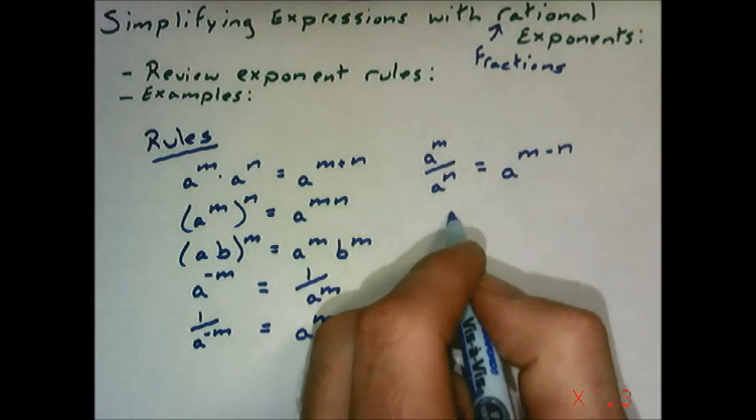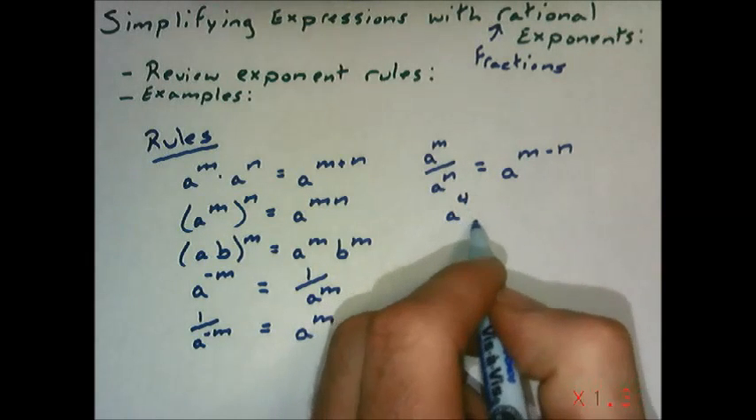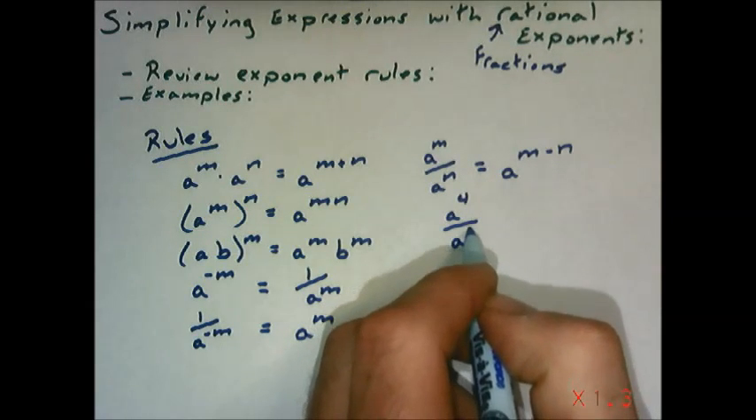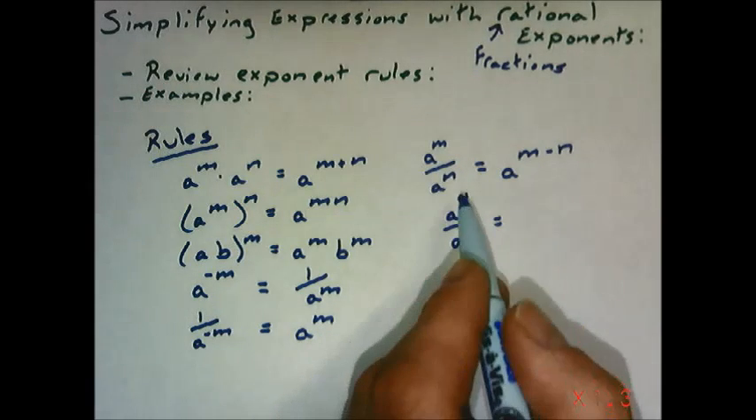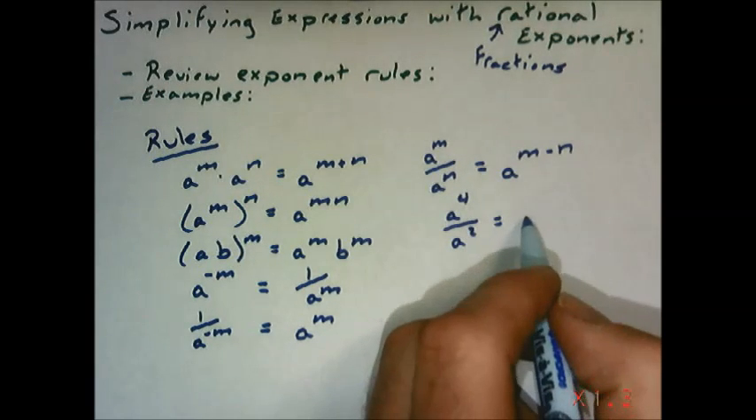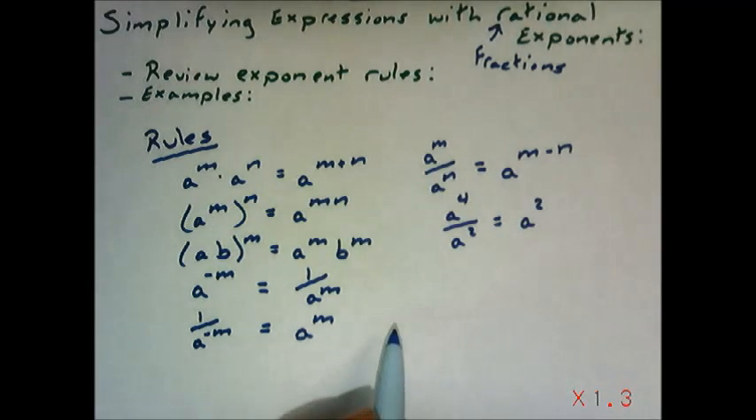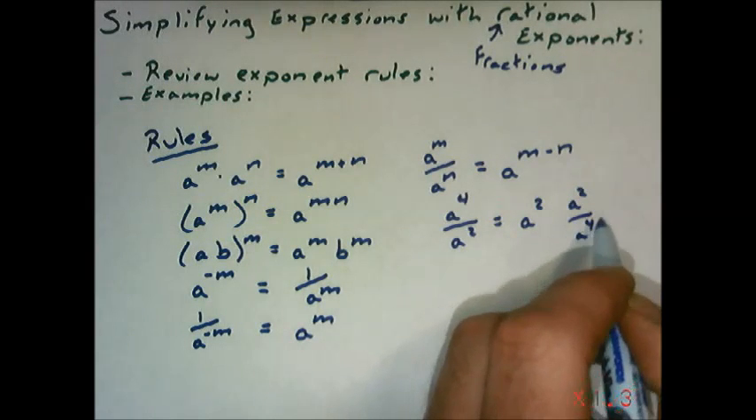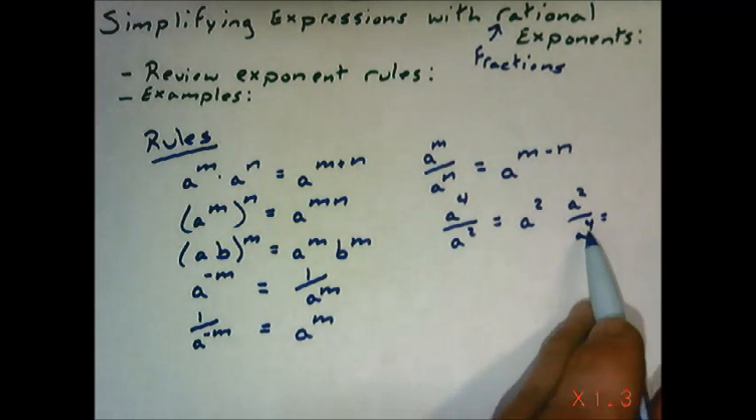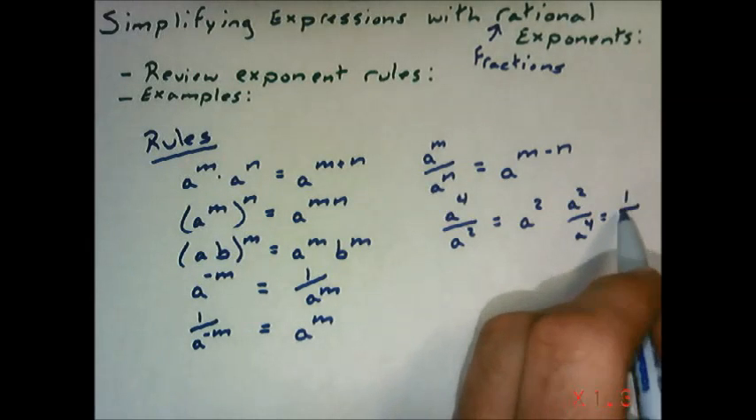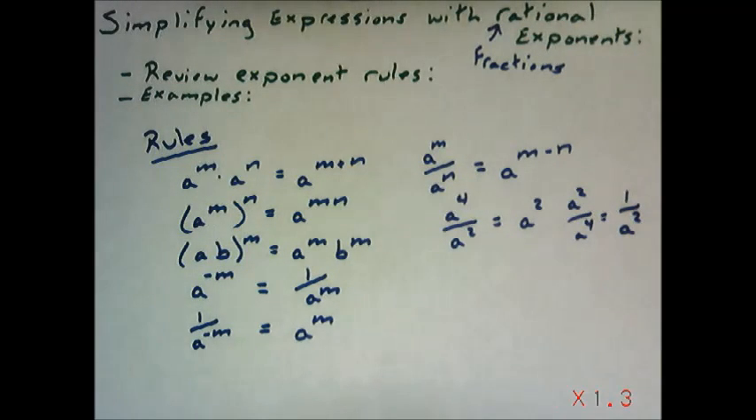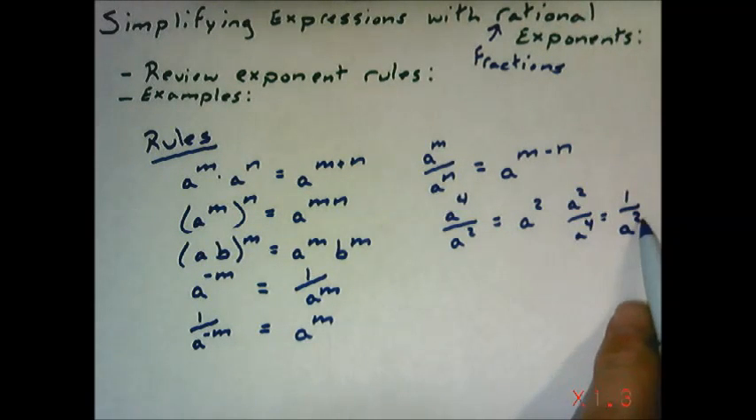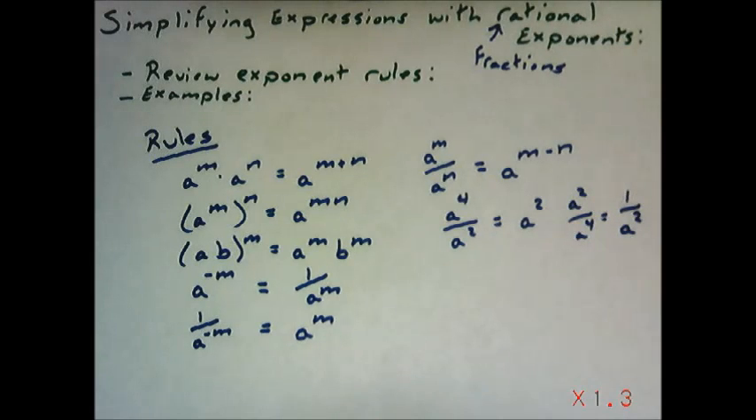So a quick example of that, remember if I have a to the fourth over a squared. Here I'm going to go ahead and subtract 4 minus 2, which gives me a squared. But if I had a squared over a to the fourth, now my larger exponent's on the bottom, so I'm going to leave that exponent on the bottom. So I have a to the second under my 1.